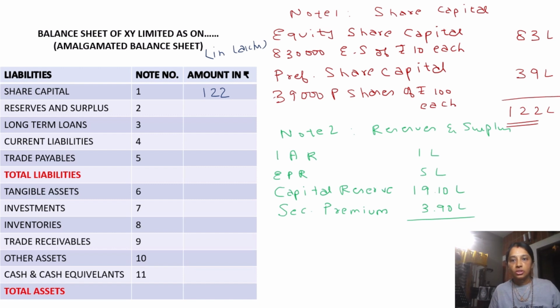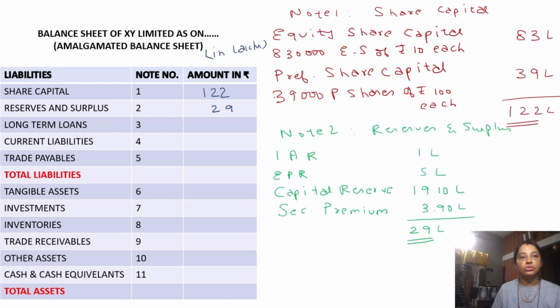Total is 29 lakhs. Total reserves and surplus is 29 lakhs. So I will transfer 29 lakhs to the balance sheet. So 29 lakhs is the reserves and surplus.